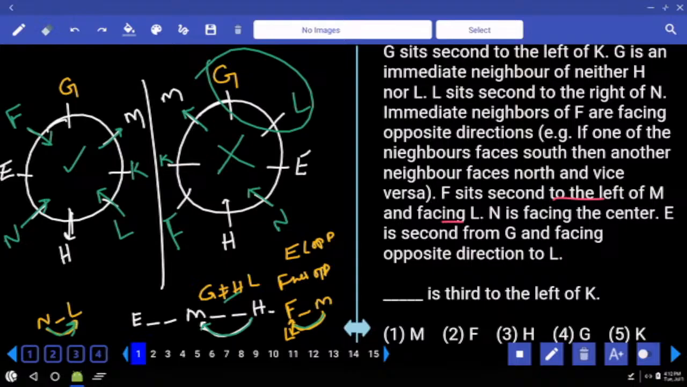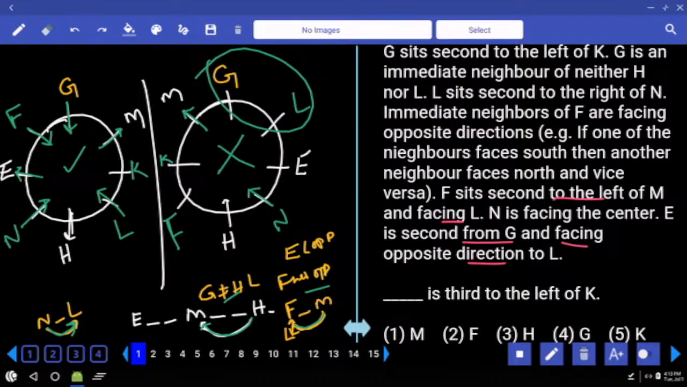The next one: E is seated second from G and facing the opposite direction to L. L is away from the center, so E must be away from the center. E is seated second from G. F's neighbors are opposite. Who are those? E and G are opposite. E is away, so G must be center. Then who is the only person left over?